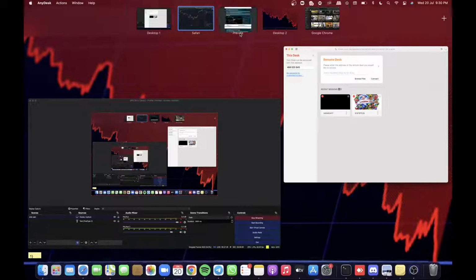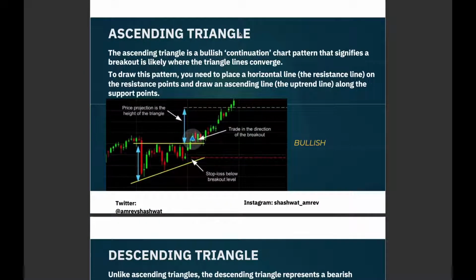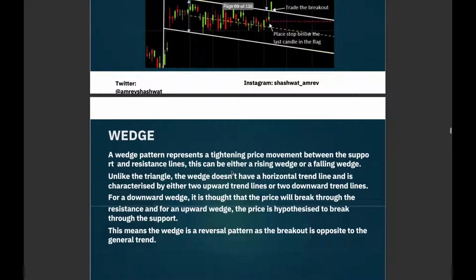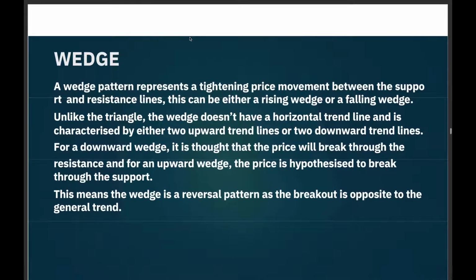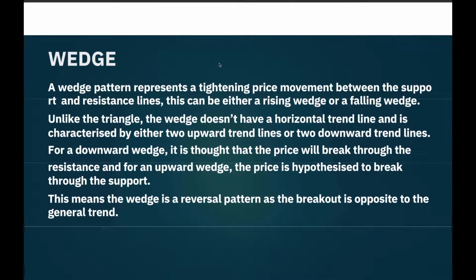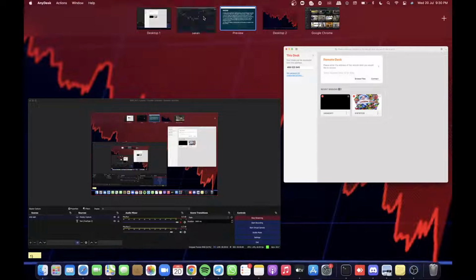Now let's come to another topic, that is the wedge. What exactly is a wedge? A wedge pattern represents a tightening price movement between the support and resistance lines. This can either be a rising wedge or a falling wedge. Okay. So what actually is this? A tightening price pattern. A price movement that is getting tightened.